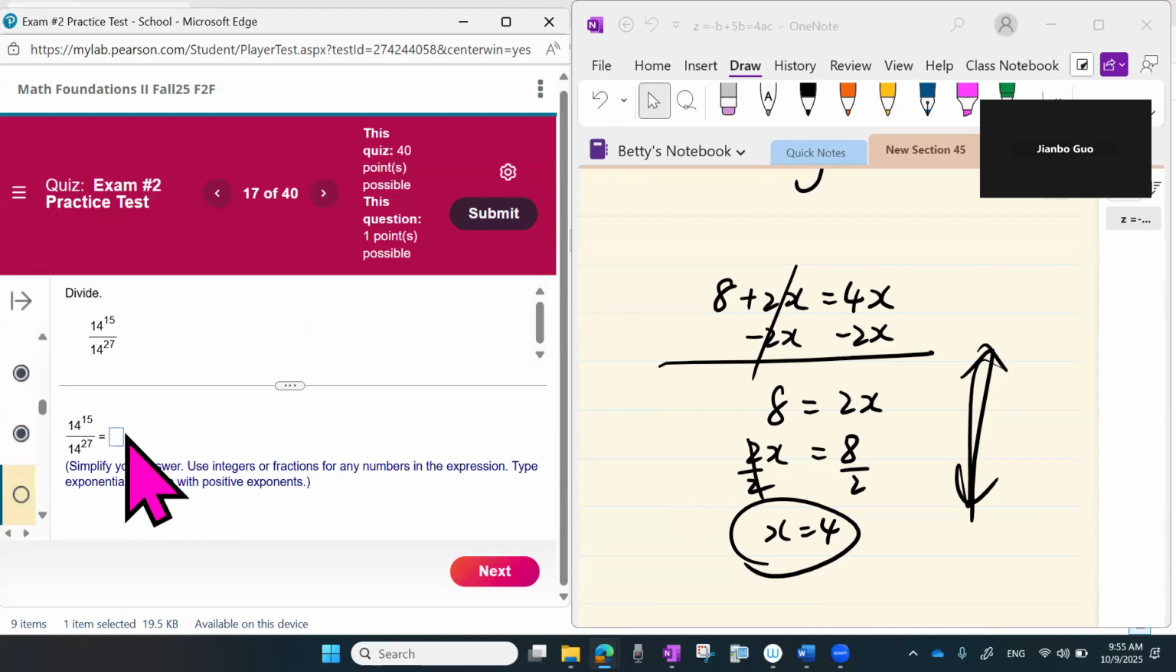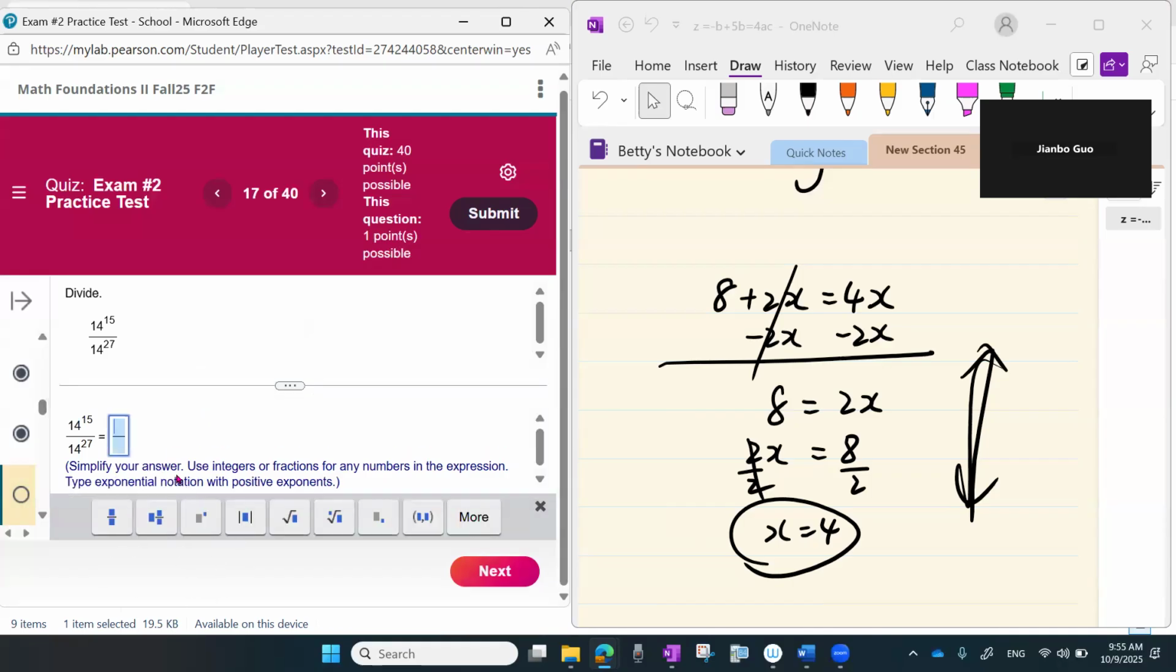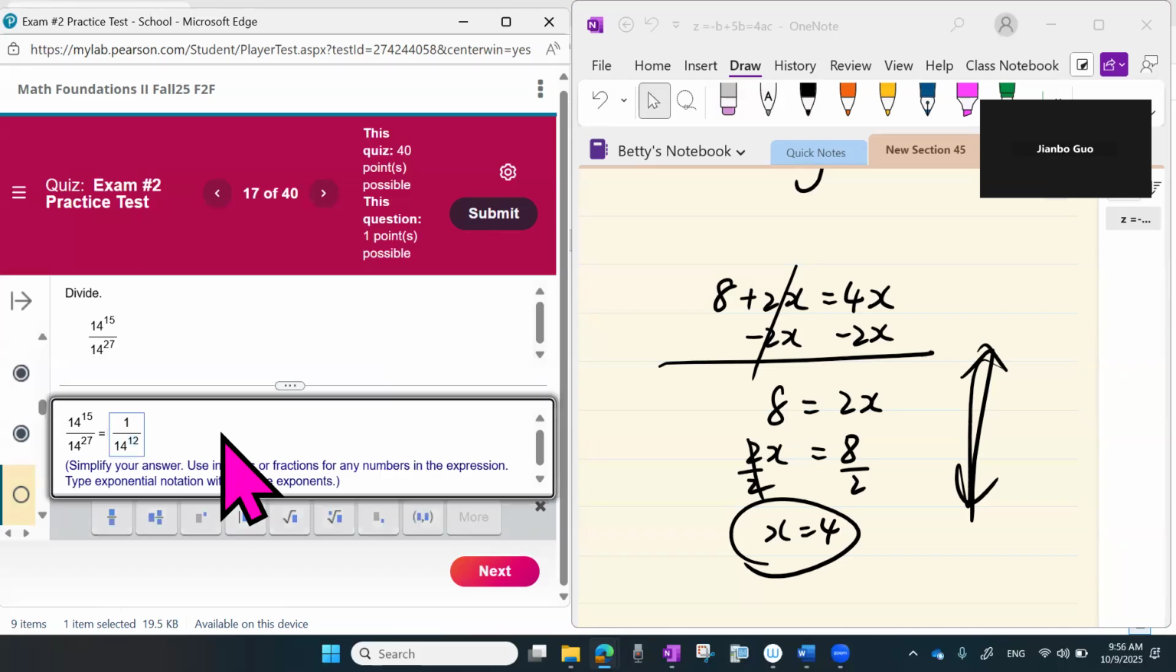Divide two exponential expressions with the same base, right? We apply the quotient rule. Let's read the question. It says simplify your answer. Use integers or fractions for any numbers. In an expression, type exponential notation with positive exponents. Since we have 27 in the denominator, which is bigger than 15 in the numerator, we will have a 1 in the numerator, and we would have a 14 to the power of 12 in the denominator, okay?